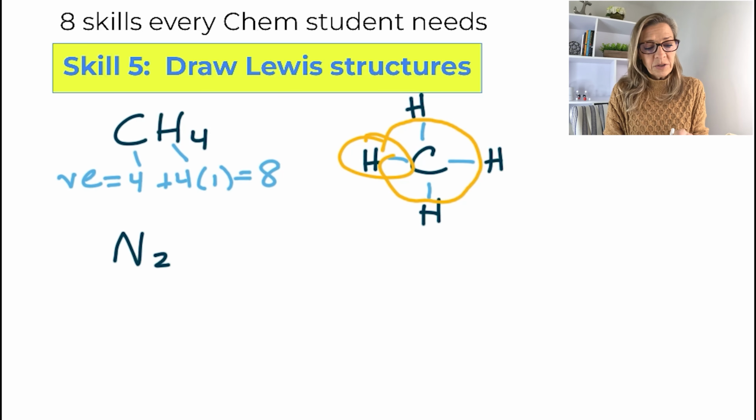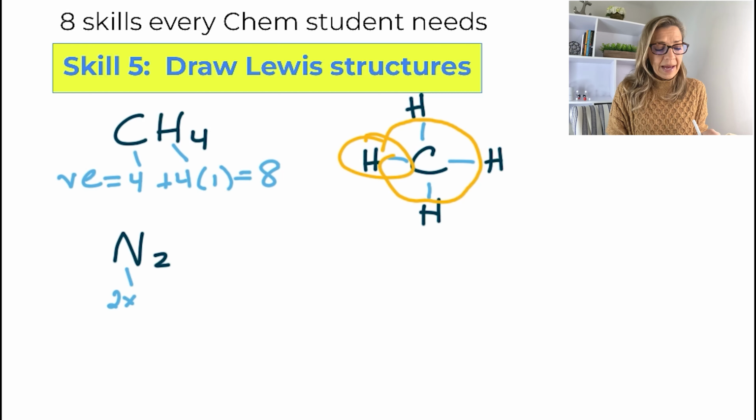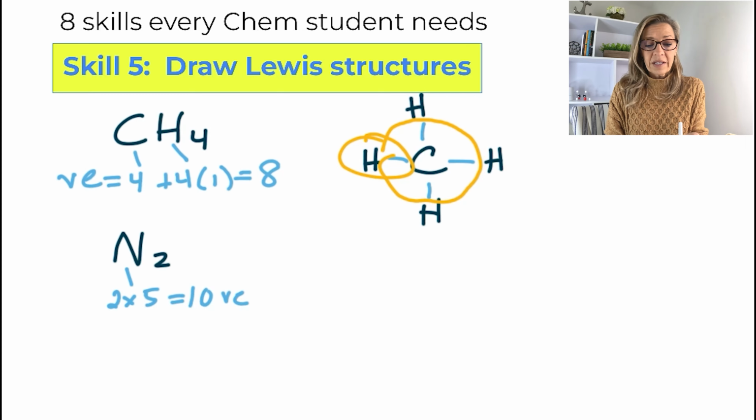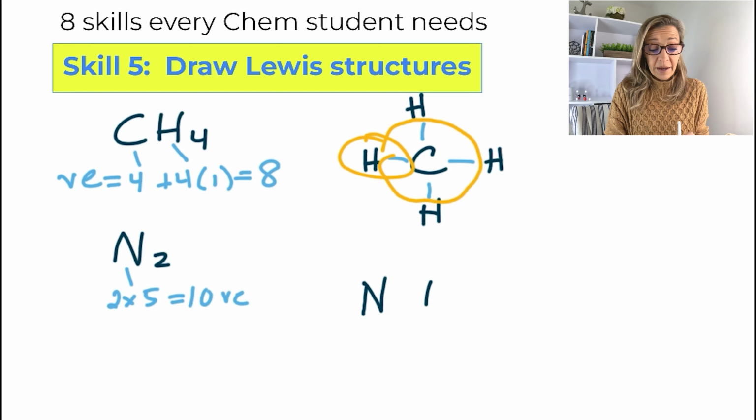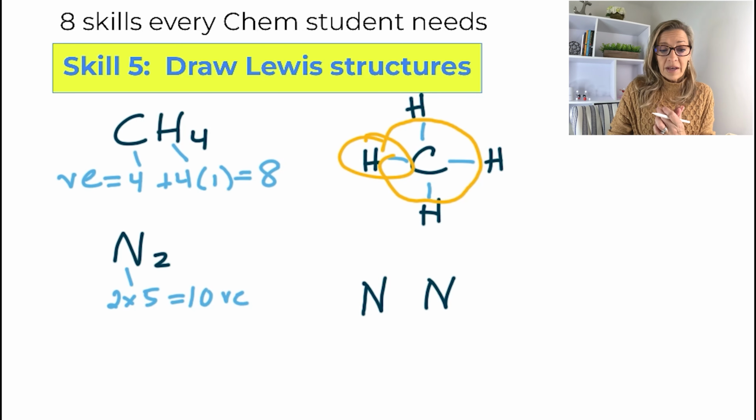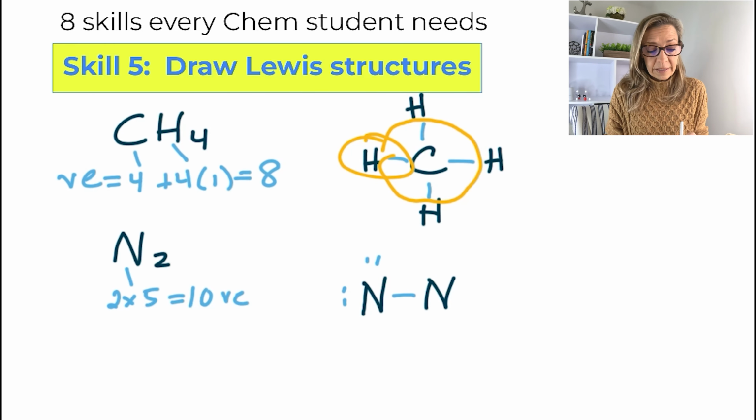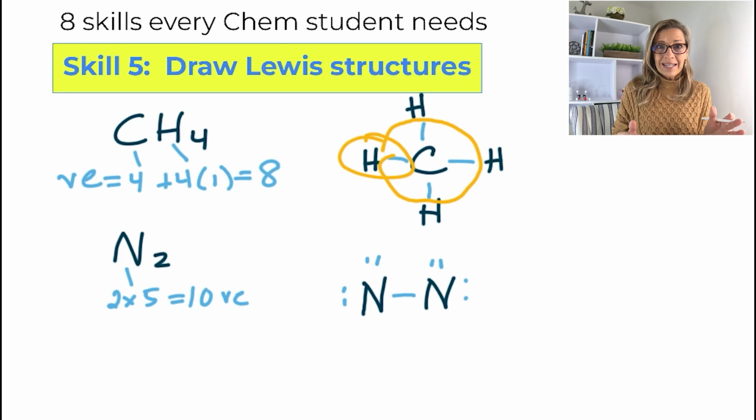Now let's do nitrogen. So as far as valence electrons, each nitrogen has 5. And so I have a grand total of 10 valence electrons. Well, central atom doesn't really apply here because we just have 2 nitrogens. Now I have to bond these together with 10 valence electrons. So let's just start 2, 4, 6, 8, 10. And I get to this point and I say, well, they don't all have 8. So I'm going to need to do some extra bonding here, extra sharing.